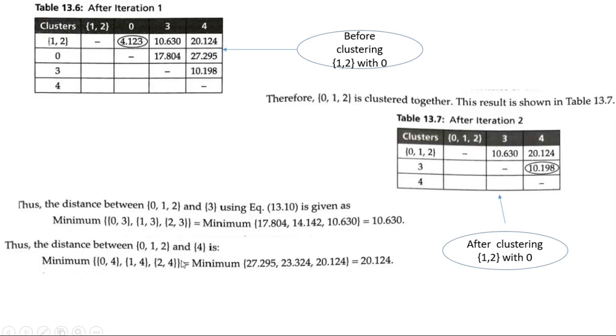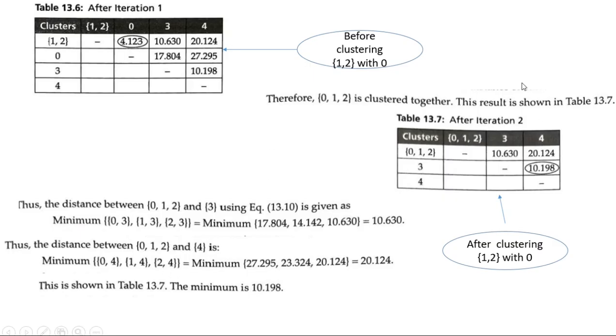Similarly, find the distance from 0, 1, 2 to 4. Minimum distance from 0, 1, 2 to 4: find the distance between 0 to 4, 1 to 4, and 2 to 4. Distance between 0 to 4 is 27.295. Distance between 1 to 4, please refer to table 13.5 and fill it up. Distance from 2 to 4, again refer to table 13.5 and fill it up. So here the minimum is 20.124, fill it up here.